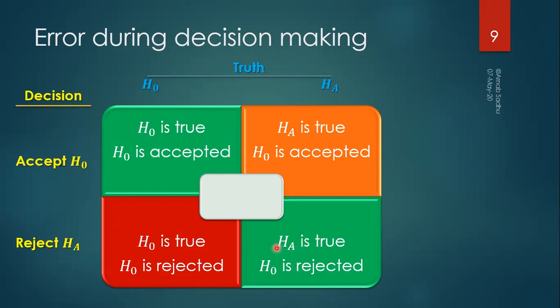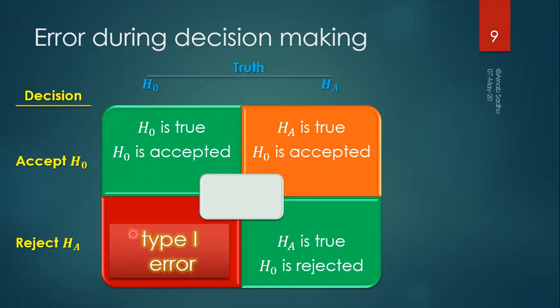Whereas if the null hypothesis is false, that is, you have rejected the null hypothesis and it is true that the alternate hypothesis is correct, then you are in the fourth box. So what are the error boxes? You can easily assume the third and the second box are the error boxes.